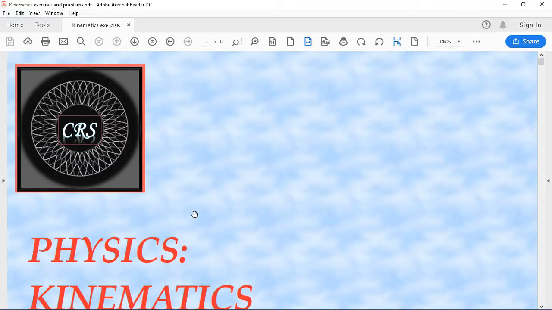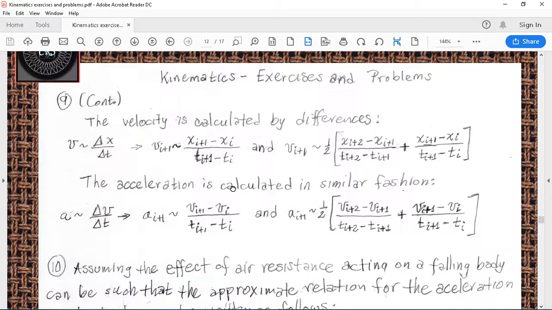We're going to continue with the physics problems in kinematics, and we'll finish up with problem 9 and explain something that was left out when problem 8 was being explained.